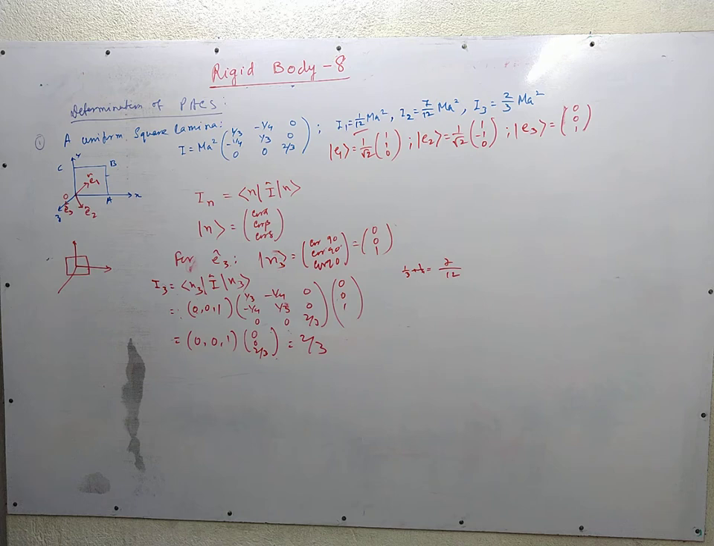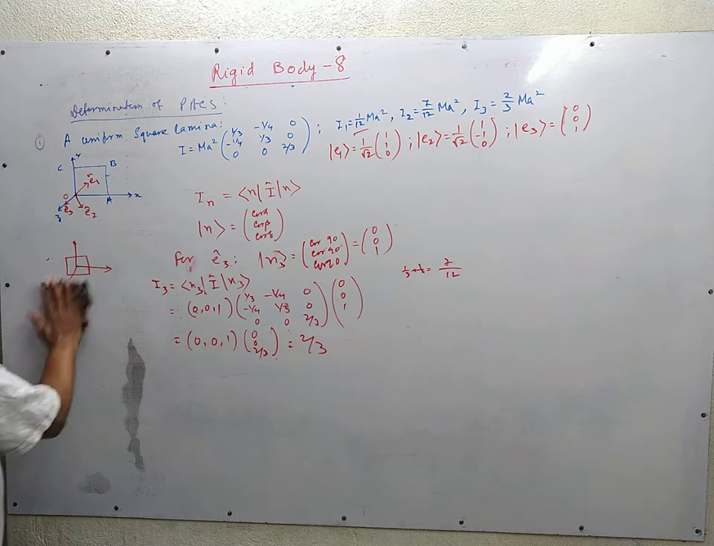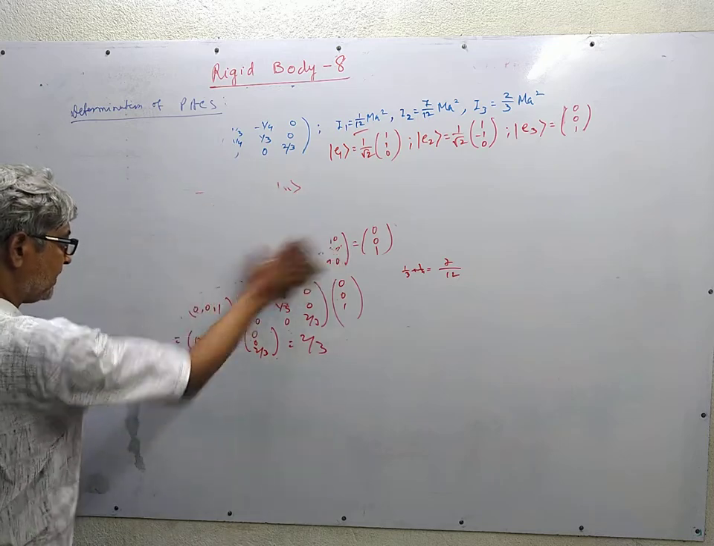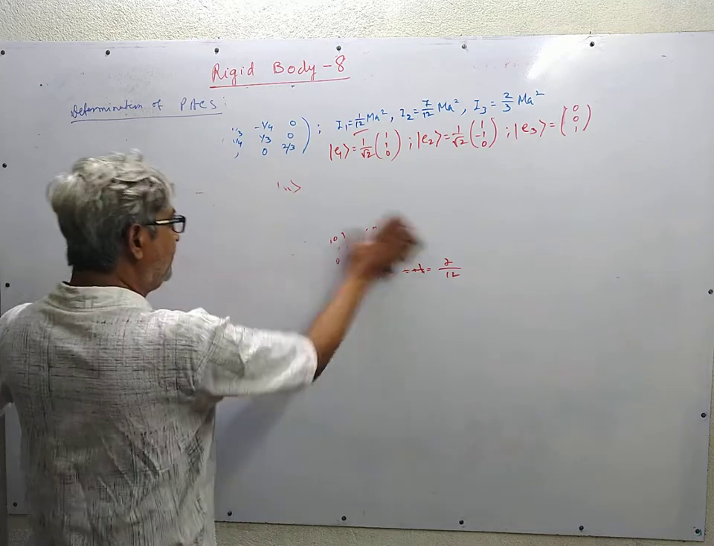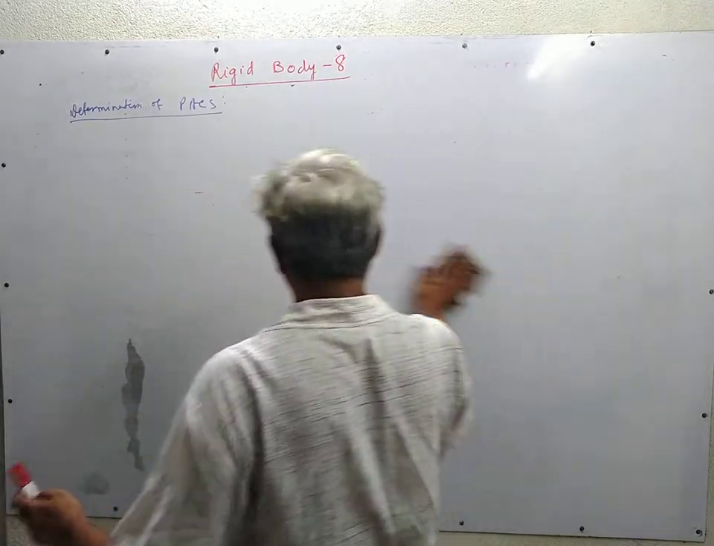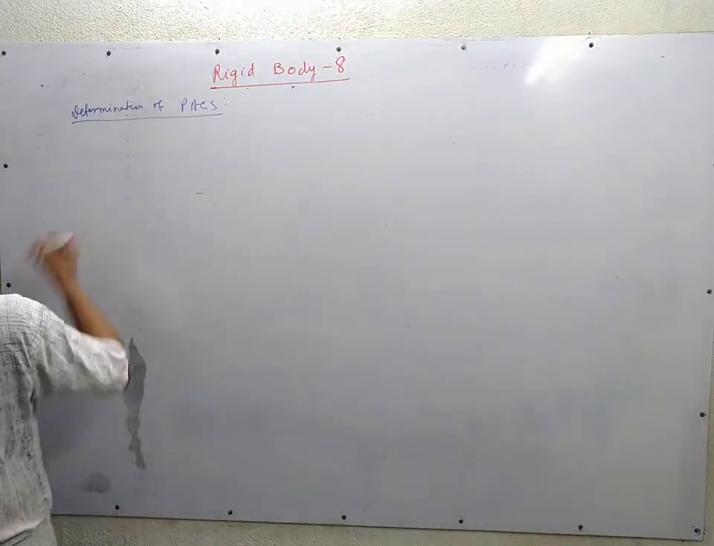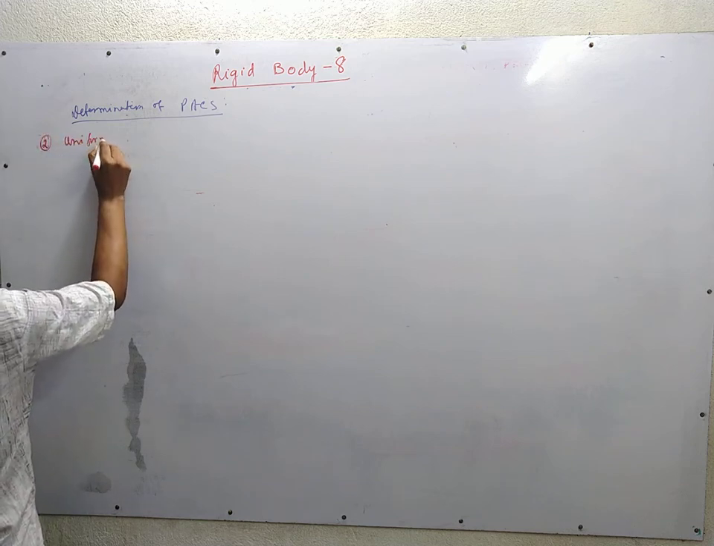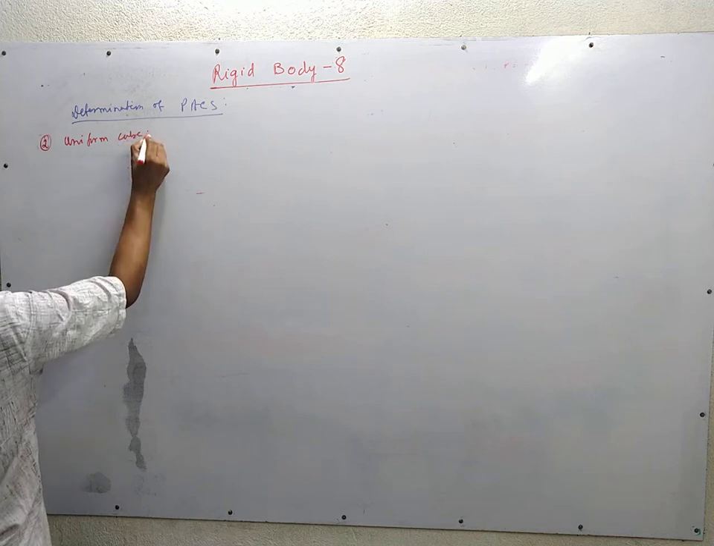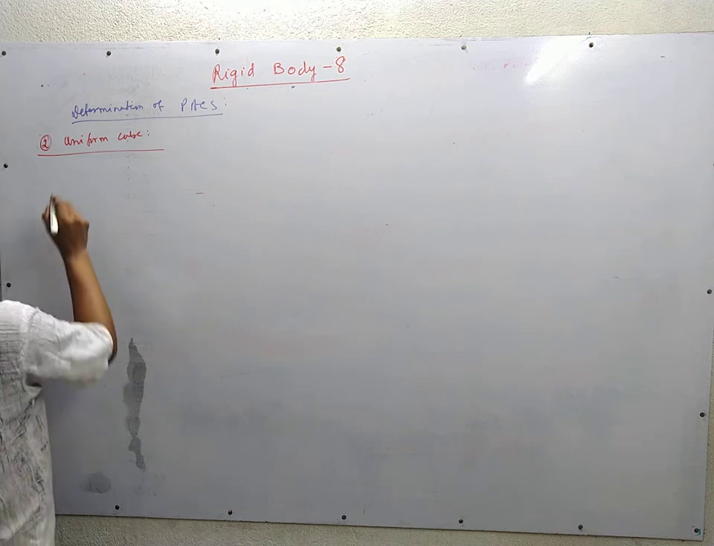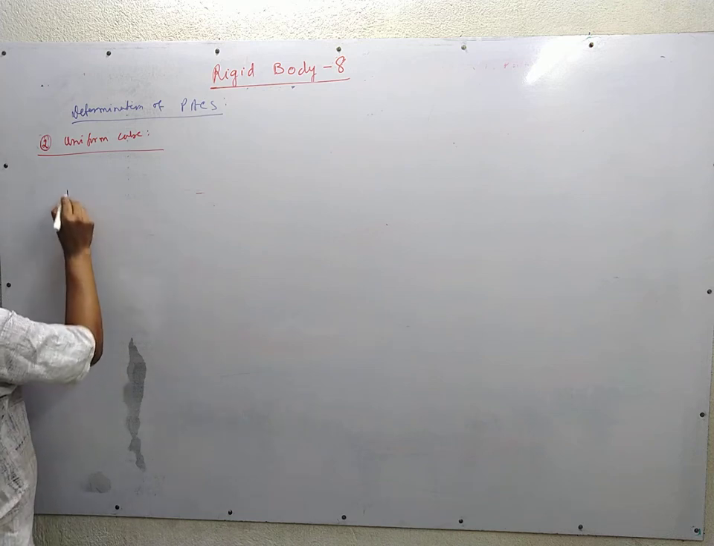Now we shall go to another case, that is example 3. We shall consider a uniform cube. So our next example is a uniform cube of side A and mass M. We choose the cube like this.